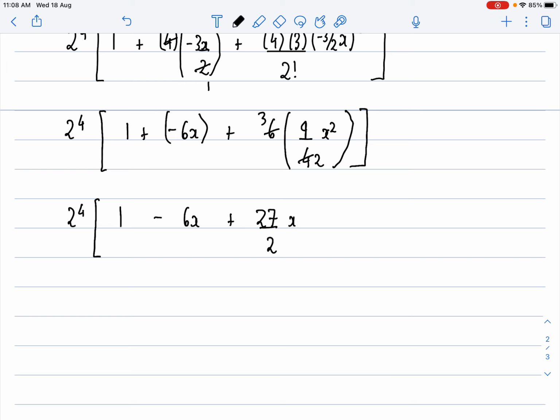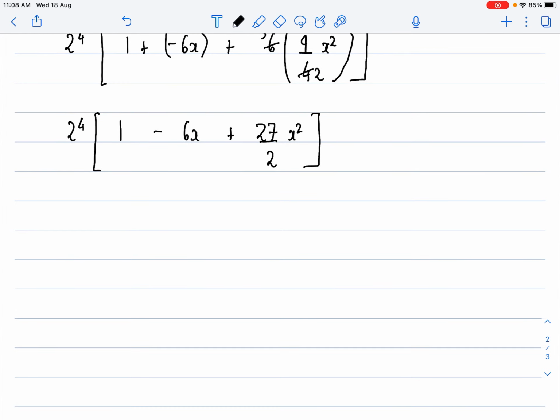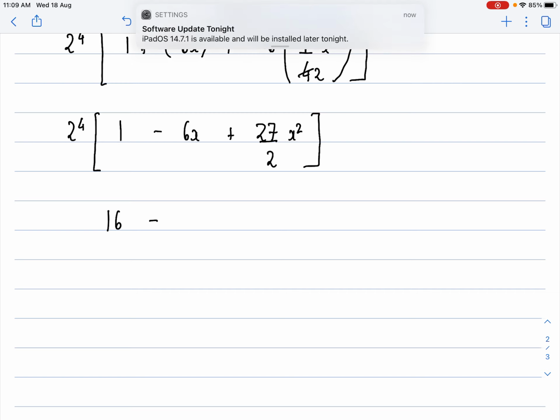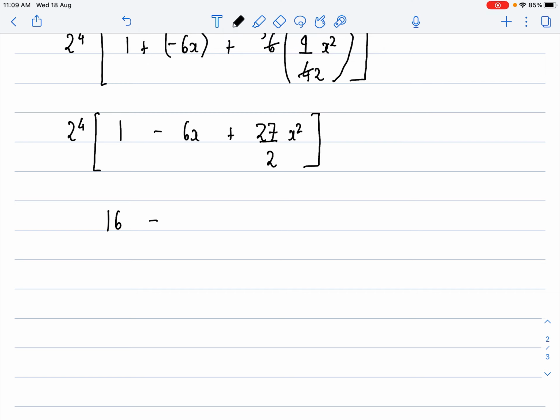Correct? x square. Now you take the 2 raised to 4 inside the bracket. 2 raised to 4 is basically 16. So I can take 2 raised to 4 inside the bracket. So I get 16 minus, now on the calci, correct? On the calci, you can simply do 16 multiplied by minus 6, okay, 16 into minus 6, which is negative 96. So you get negative 96x.